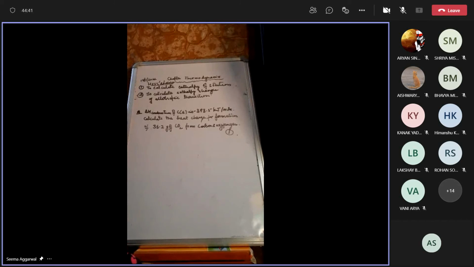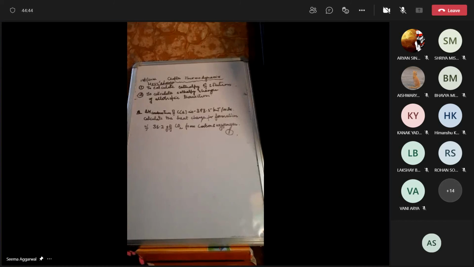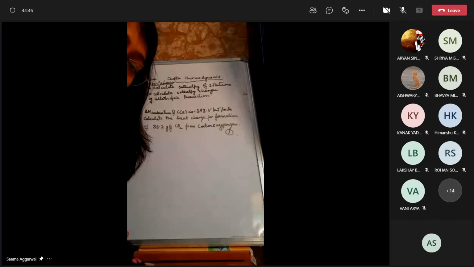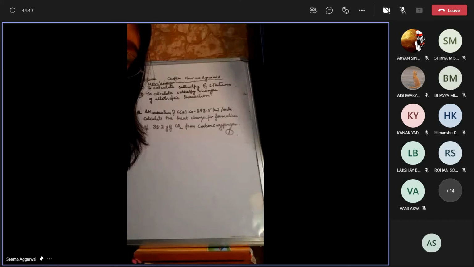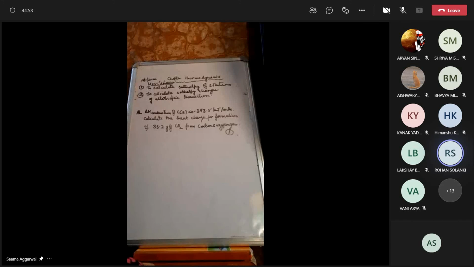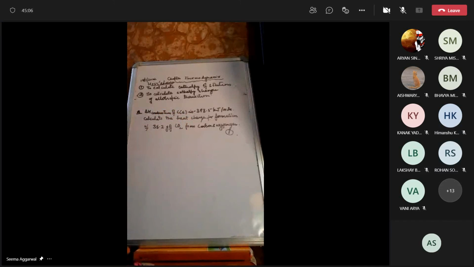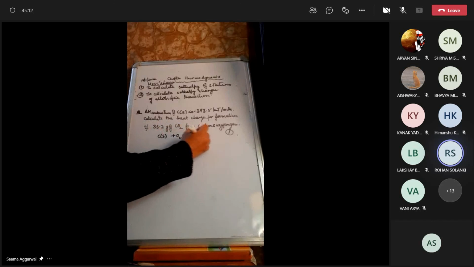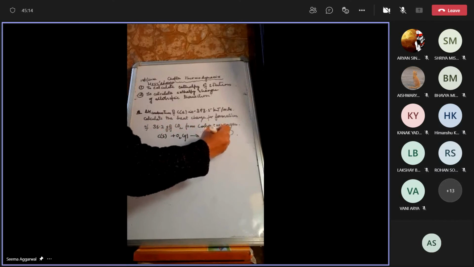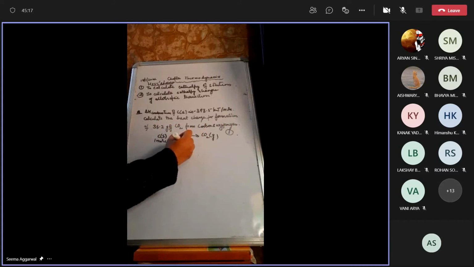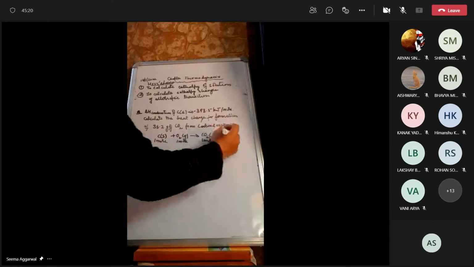What is the meaning of enthalpy of combustion? Rohan, what is the meaning of enthalpy of combustion? I want an answer from others also. Enthalpy of combustion means 1 mole of combustion. Tell me the equation of enthalpy of combustion of carbon solid. C plus O2 gives CO2. Okay, very good. So 1 mole of this, 1 mole of this, 1 mole of this. Okay.